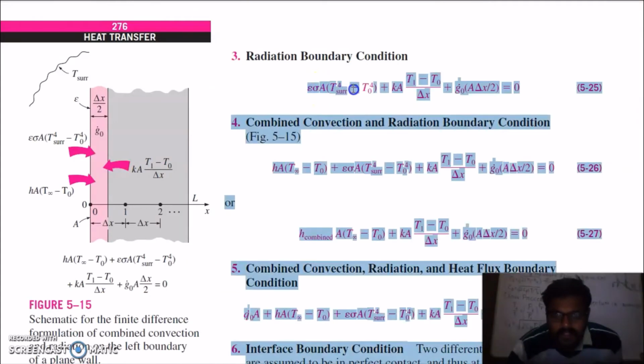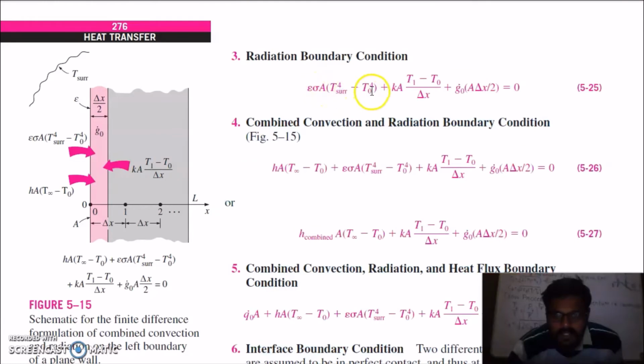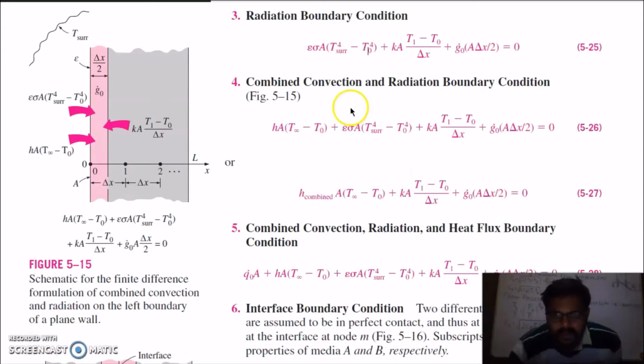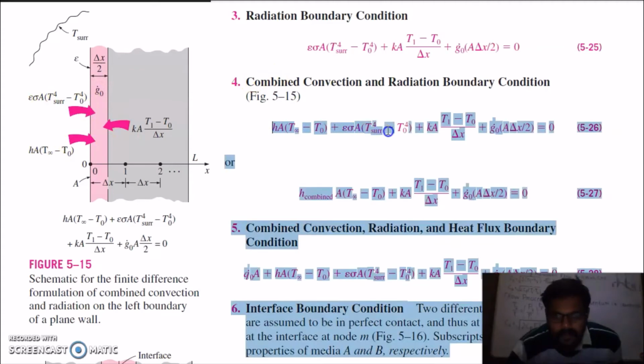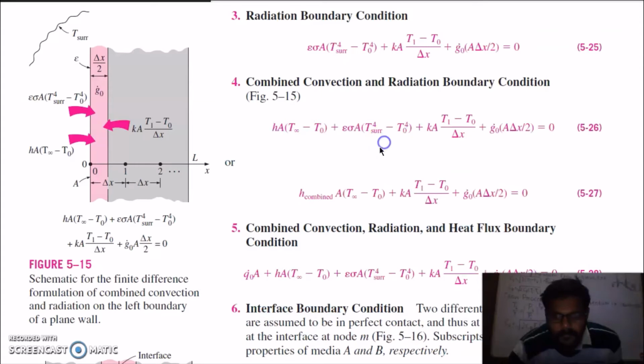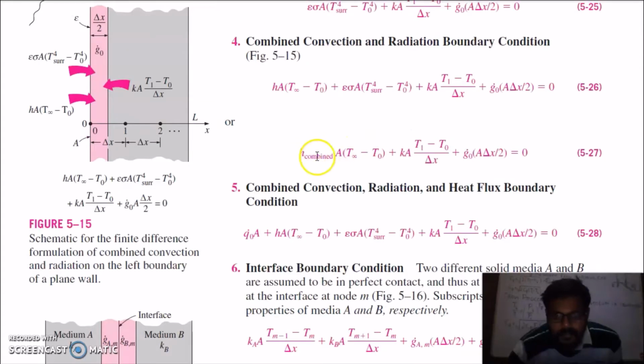You can replace it here with radiation if this surface is subjected to radiation. For the combined convection and radiation boundary condition, if there is radiation as well as convection, both terms will come into this equation. So this is the combined heat transfer coefficient in this case.